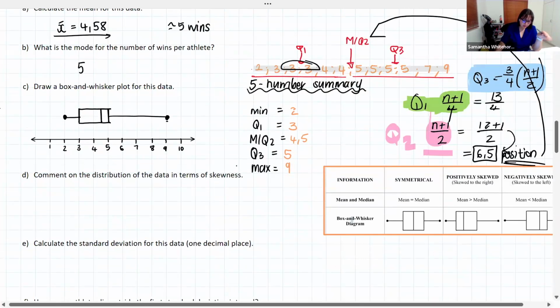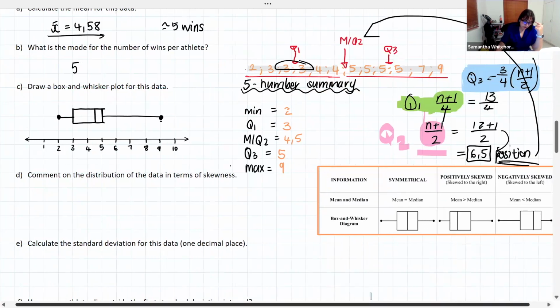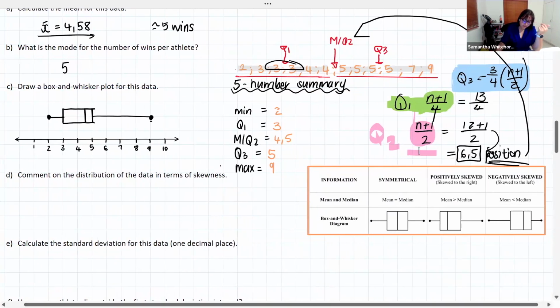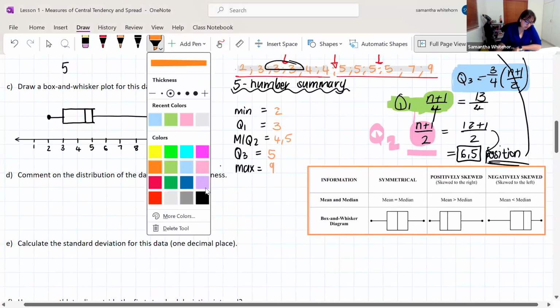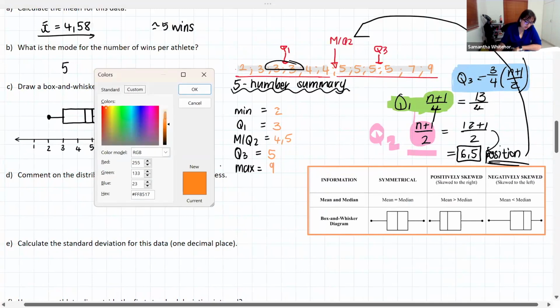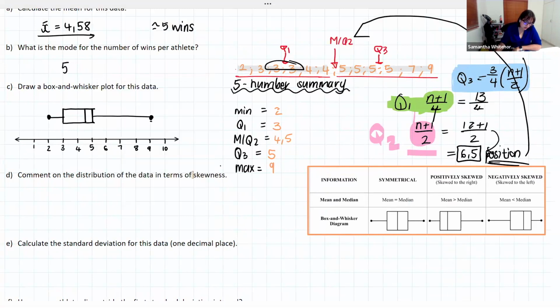Right, so we've drawn our box and whisker, and now it's asking us in question D to comment on the distribution. And so what we need to do is understand what that actually means. So it's saying in terms of skewedness. Right, so what is skewedness? Well, let's have a look at this table over here. This is going to tell us about skewedness.